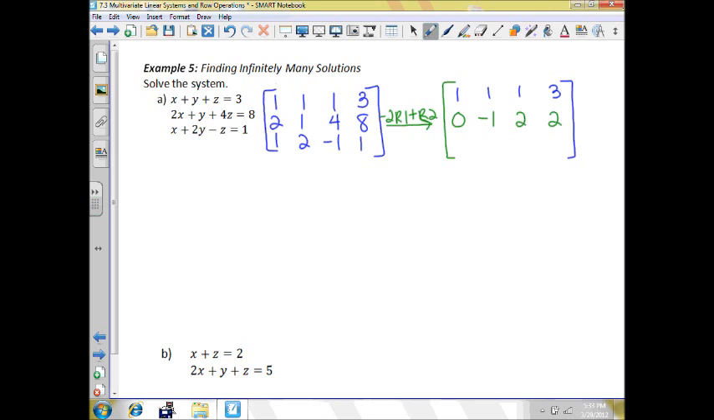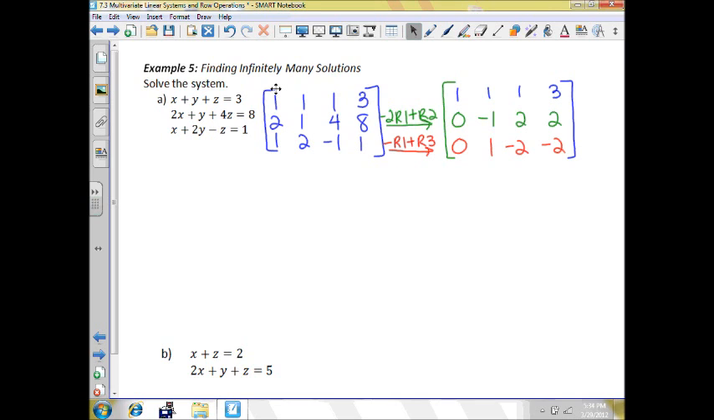Now to get rid of the 1 on the bottom, we'll have negative row 1 plus row 3. -1 plus 1 is 0. -1 plus 2 is 1. -1 plus -1 is -2. And -3 plus 1 will be -2 as well.